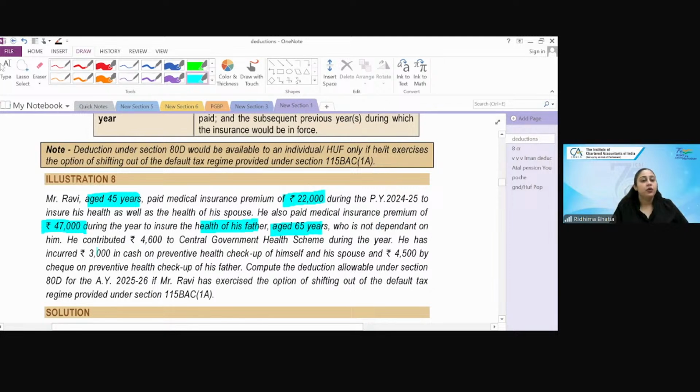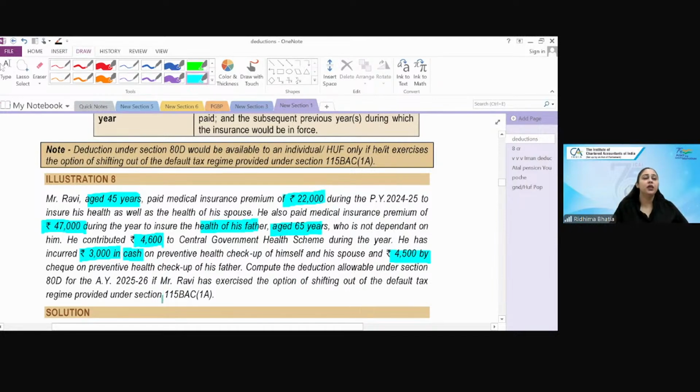Okay. He contributed 4,600 to central government health scheme during the year. He has incurred 3,000 in cash on preventive health checkup. Cash है, कोई problem नहीं है. Of himself and spouse and 4,500 by preventive health checkup of his father. Okay. Compute the deduction allowable under section 80D for the assessment year 25-26 and clearly question में लिखा होगा that the person has opted out of 115BAC.